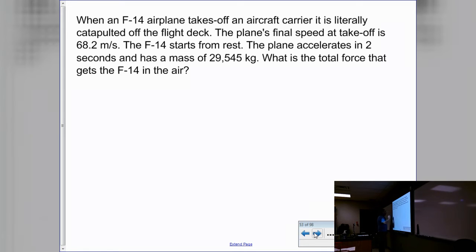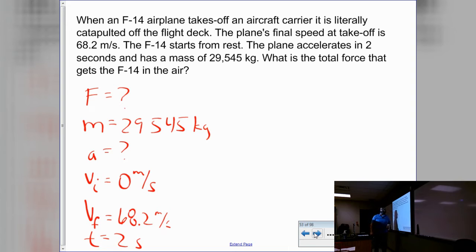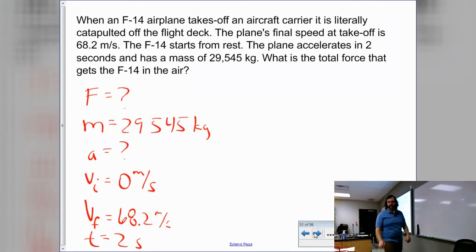it amounts to the same type of problem as the previous problem, except we're looking for force this time. We have the mass of the airplane, 29,545, and the acceleration, we don't know. It doesn't say it directly in the problem, but it does give us the initial velocity, which is 0, since it starts from rest. And the final velocity it gives us is 68.2 meters per second. So we have the initial and final velocity, and then we need the time, which is 2 seconds for the airplane to take off. This problem is very similar to the last one, so I'm going to let you do that, and then I'm going to put the answer on the board so you can check your work.